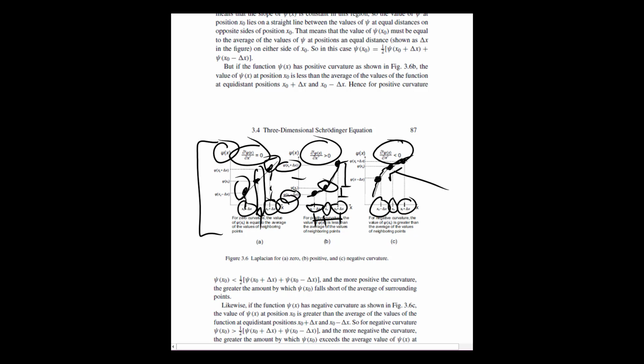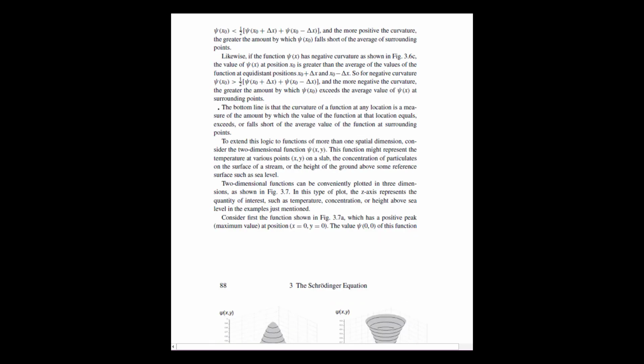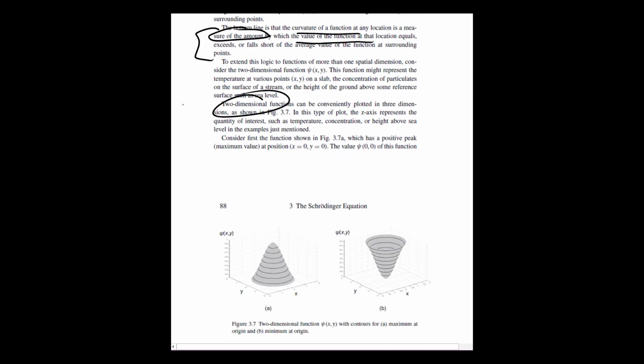So that's another way of interpreting what positive and negative curvature are telling you about the value of the function. It's summarized in this little paragraph, which says, the curvature of a function at any location is a measure of the amount by which the value of the function equals, exceeds, or falls short of the average value of the surrounding points. Okay, that's fine for one dimension, but what about a two-dimensional function?